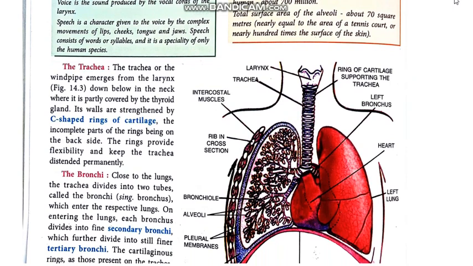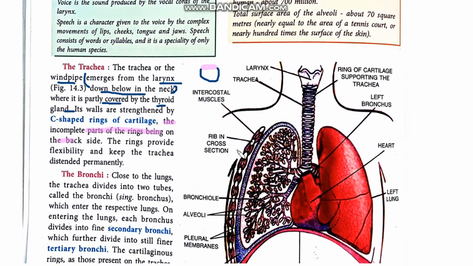Now the trachea. The trachea is simply known as the windpipe. It emerges from the larynx and runs down in the neck. What is its location? It is somewhat covered by the thyroid gland, and its walls are strengthened by C-shaped cartilages. The incomplete part of the rings is on the back side.